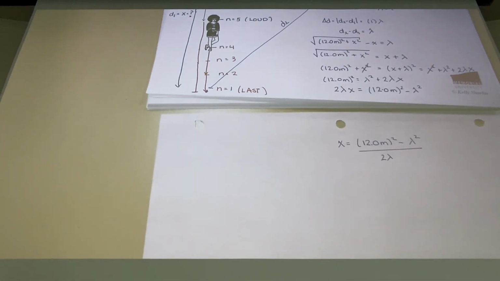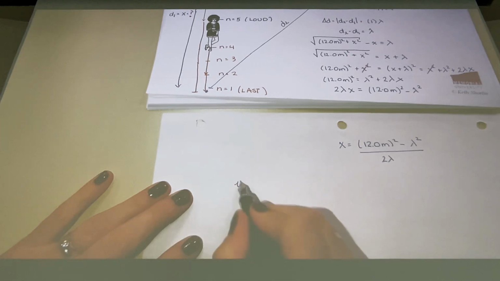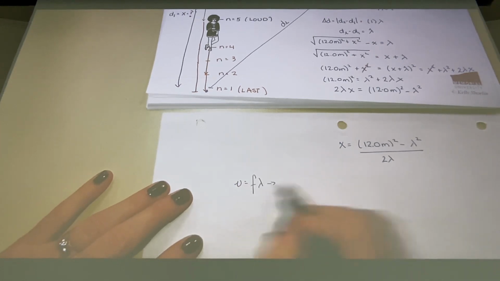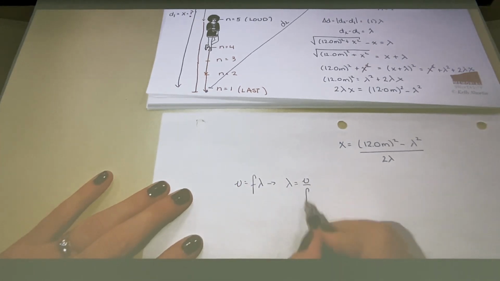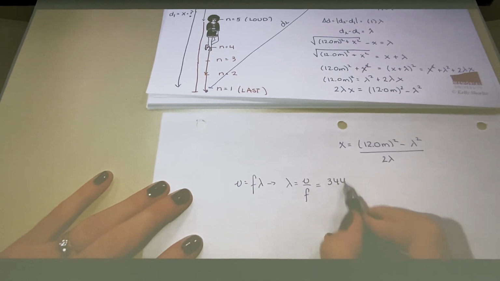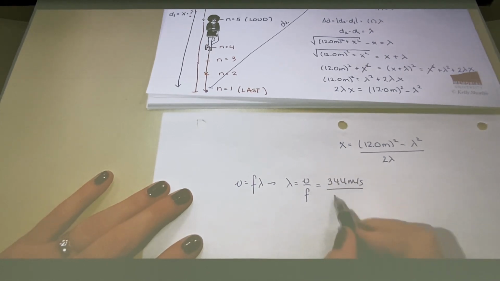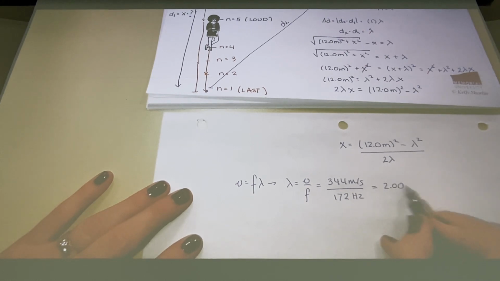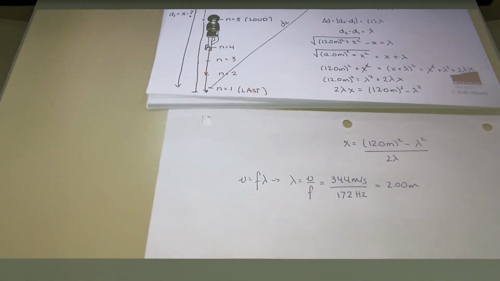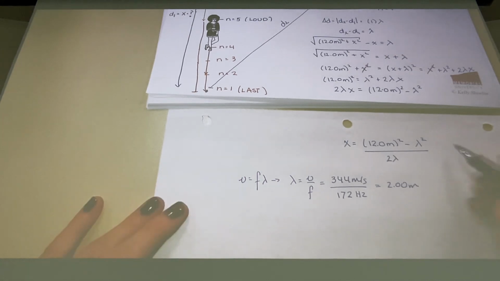For my lambda, you might remember this from last time, or you might calculate it again. You know, v equals f times lambda. Lambda is v divided by f. 344 meters per second divided by 172 hertz equals 2 meters. Put those numbers in the equation. What you get for your x value is 35 meters.